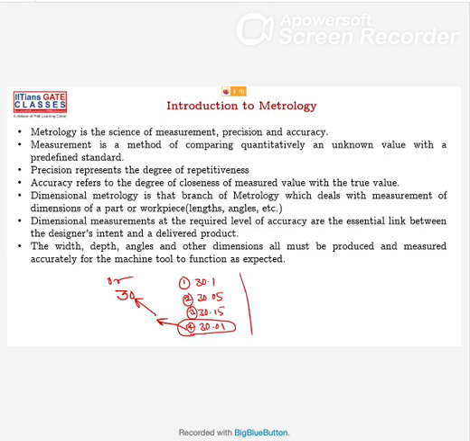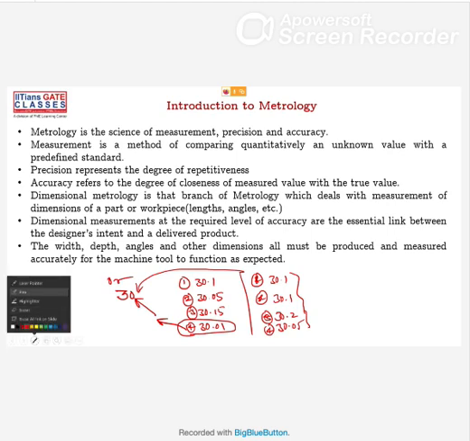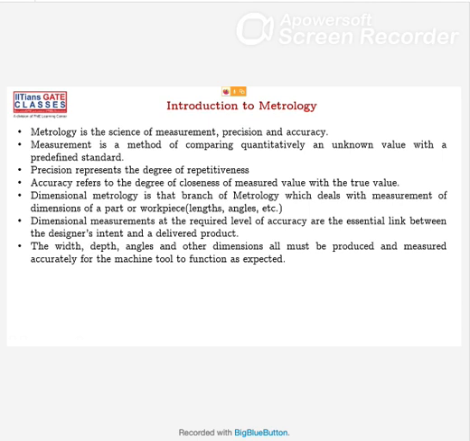But precision is like this: the first case is 30.1, the second case is 30.1, the third case is 30.02, and the fourth case is 30.05. So this is your precision, because you are maintaining approximately the same value, but it is not close to the true value. Okay, so that is the difference between precision and accuracy. Okay, fine.